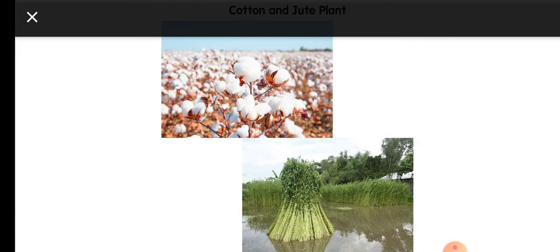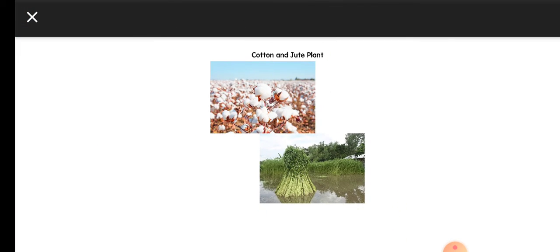Please see this picture in your EVS notebook. Write children, what are the two plant fibers shown here? First you write, what are the two plant fibers shown here children? Very good. The first one, that white one is the cotton, and the second one, green, where you see the stem part, is the jute plant.